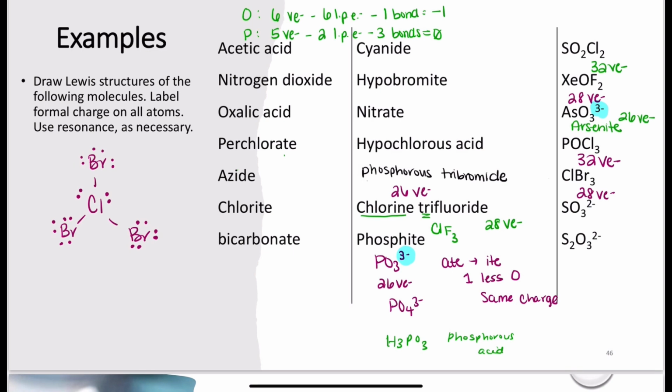Let's go ahead and check your formal charge. Bromine: 7 valence electrons, minus 6 lone pair electrons, minus 1 bond. Overall 0 charge for each bromine. And the chlorine: 7 valence electrons, 4 lone pair electrons, and 3 bonds. 0 charge overall on the chlorine as well. So that is my valid Lewis structure for ClBr3.